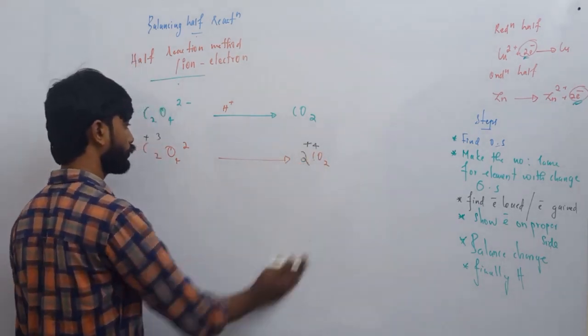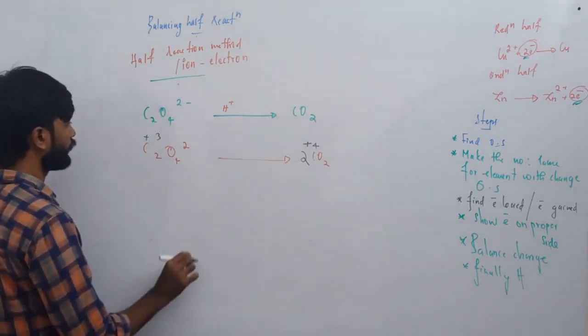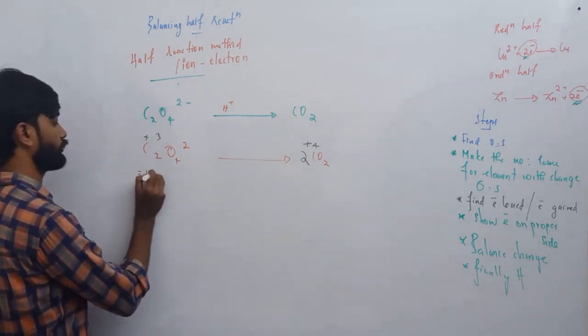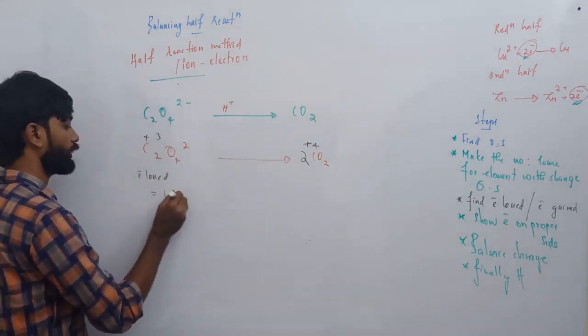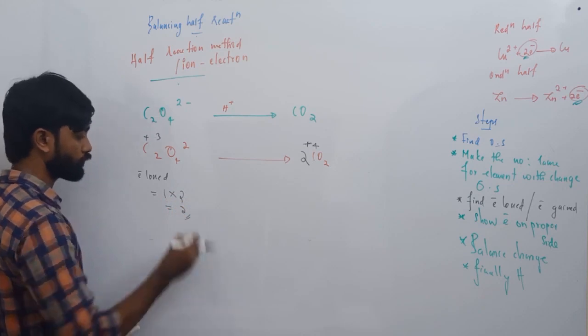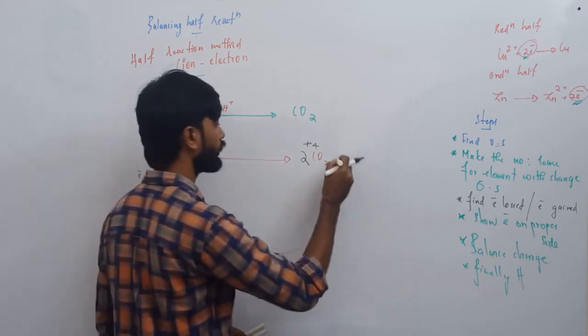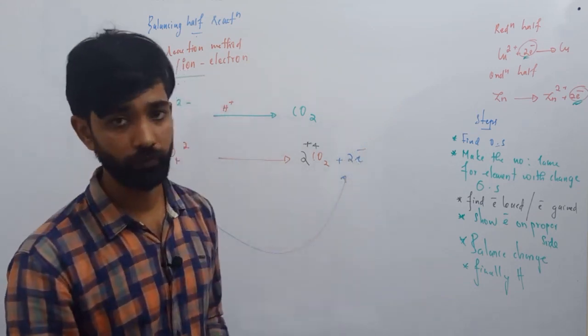So you multiply by 2 here. Why? Here we have 2 carbons, so 2 carbons there. Then find the electrons lost. It goes from +3 to +4, 1 electron lost, but there are 2 atoms like that. So the electrons lost are 2, right? Then you show it on the proper side. And for the oxidation half, the proper side is the right side.